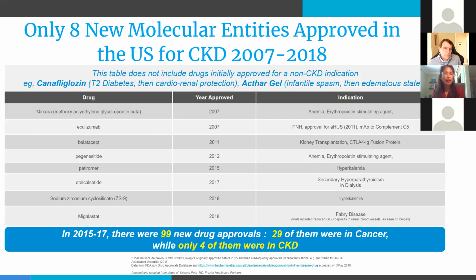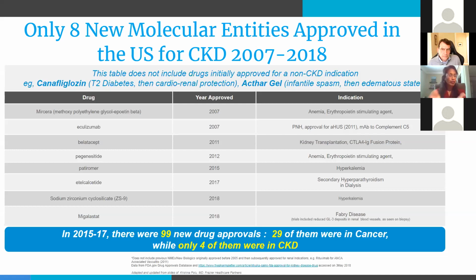But the new molecular entities that have never been approved for anything are listed here in an 11-year time period. And as you can see, the drugs listed on the left, and the years approved, the indications are things like anemia and hyperkalemia, secondary hyperparathyroidism. So these are labs that we all want to improve in our kidney patients, but treating the actual cause of the kidney disease has been a little bit of a hard nut for us to crack.